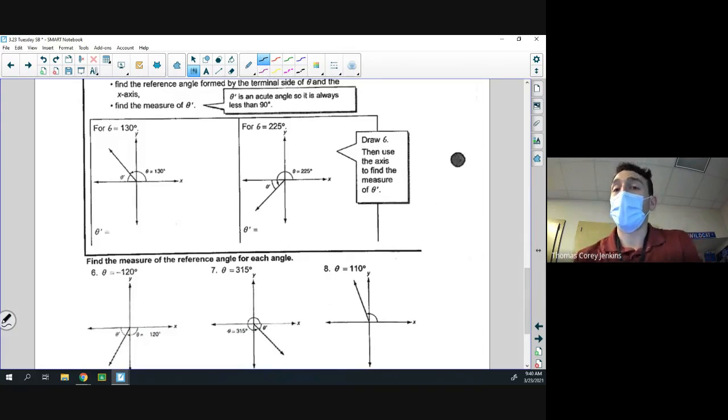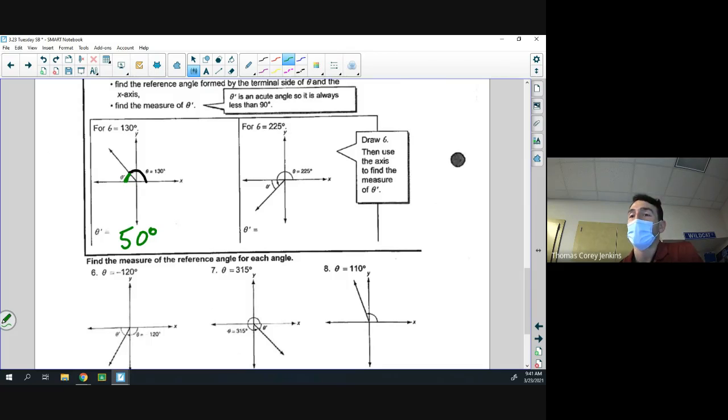So for a given angle, 130 degrees, which is from here to here, what's its reference angle? So we're finding the measure of that angle right there that's in green. Basically we know that 130 plus that is going to equal 180, right? So that would be 180 minus 130, which is 50.